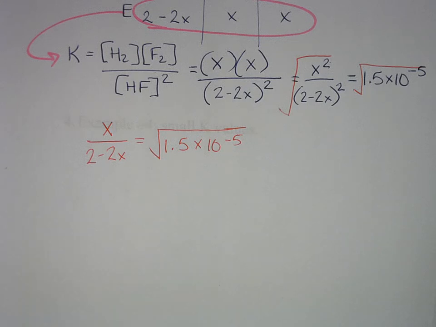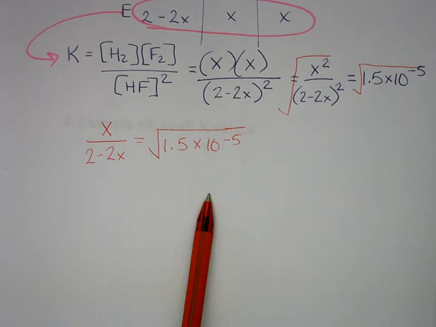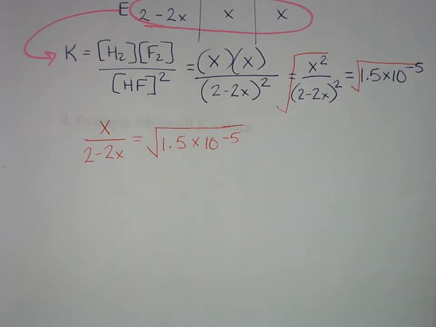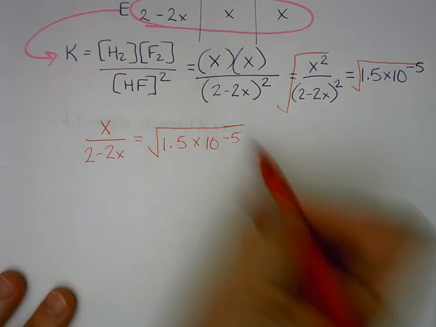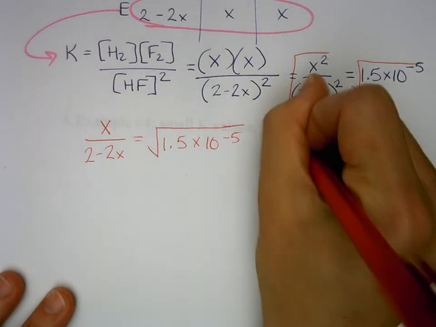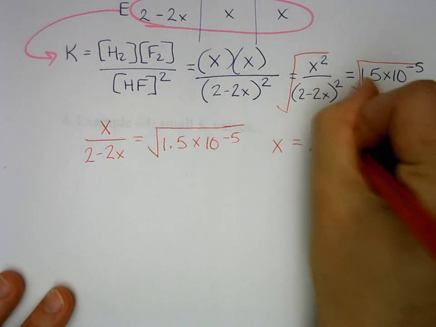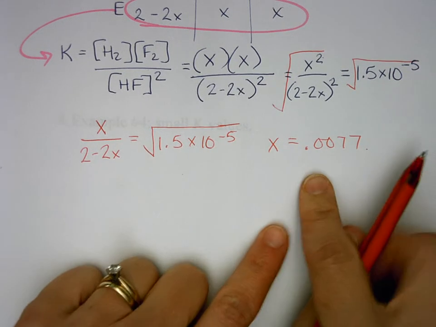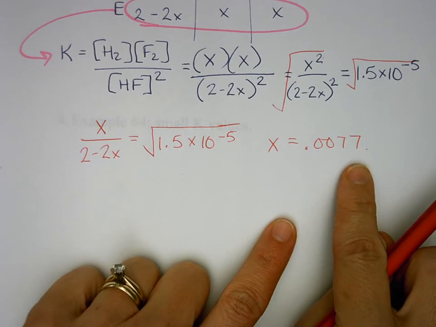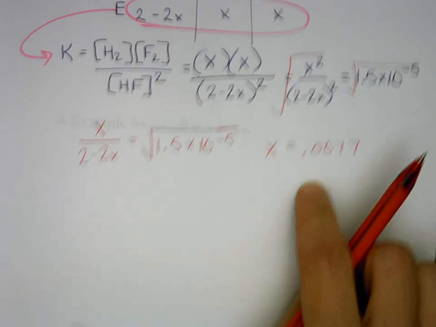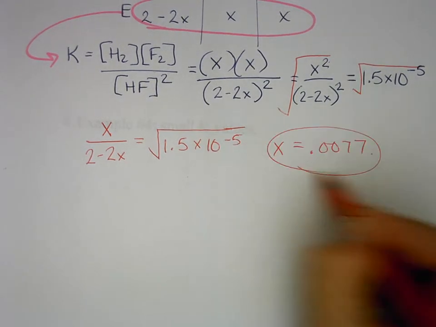There are problems of these where quadratic formulas are required. The good news is that the AP test never makes you do that. They always give you ones that are simple enough for you to either simplify or to use another strategy I'll talk about in a minute. You should be able to do this and solve for x. If you can't solve for x on this, you need to talk to me. X equals 0.0077.